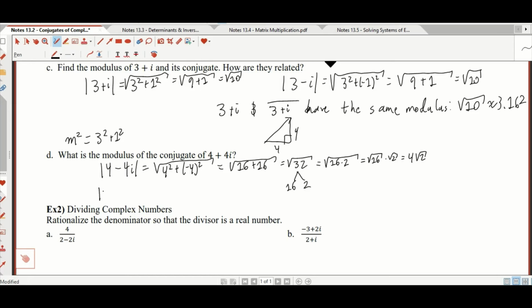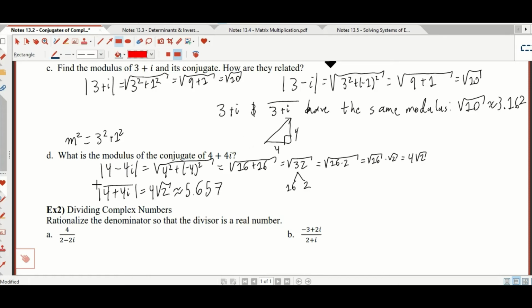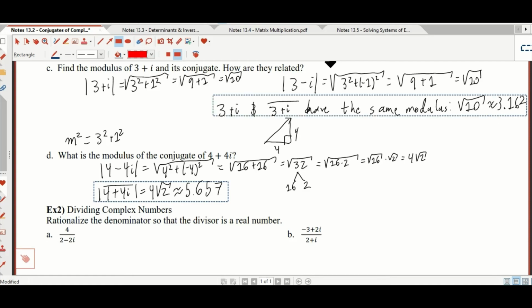So the modulus of the conjugate of 4 plus 4i is equal to 4 square roots of 2, which, if you approximate the square root of 32, is about 5.657. Put a little box around it, and also a box around this thing I set up here.